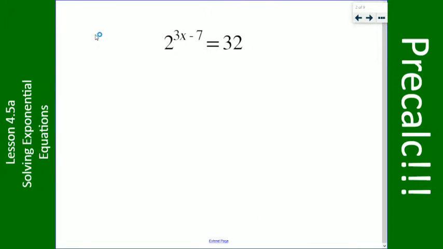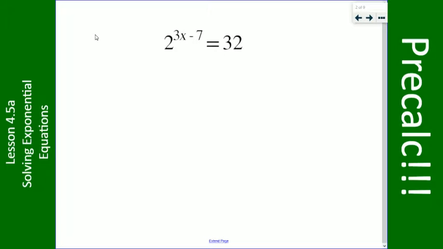So, 2 to the 3x minus 7 equals 32. For option A, we want to check and see if we can make these bases match. On the left, we have a base of 2, and on the right, we have a base of 32. So we want to ask ourselves, can we change 32 to be 2 to some exponent? In this case, we can, because 2 to the 5th power is 32.